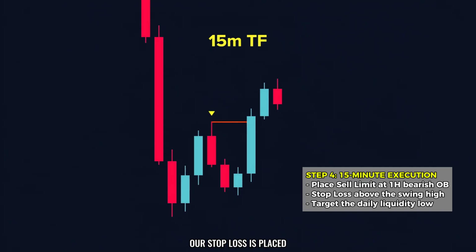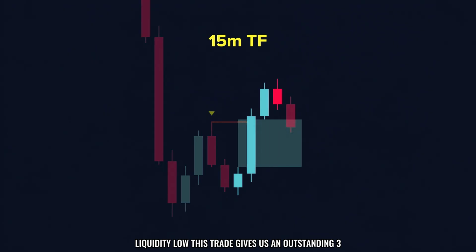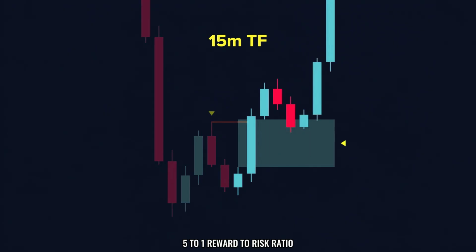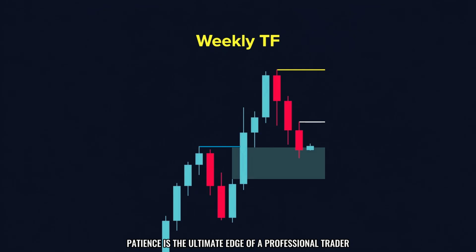Our stop loss is placed safely above the swing high of the 1H order block, giving the trade enough room to breathe. Our target is placed at the recent daily support, liquidity low. This trade gives us an outstanding 5-to-1 reward-to-risk ratio. By being patient and waiting for the top-down confirmation, we completely avoided overtrading. Price tapped our limit order and dropped beautifully to hit our target. Conquering overtrading with patience.